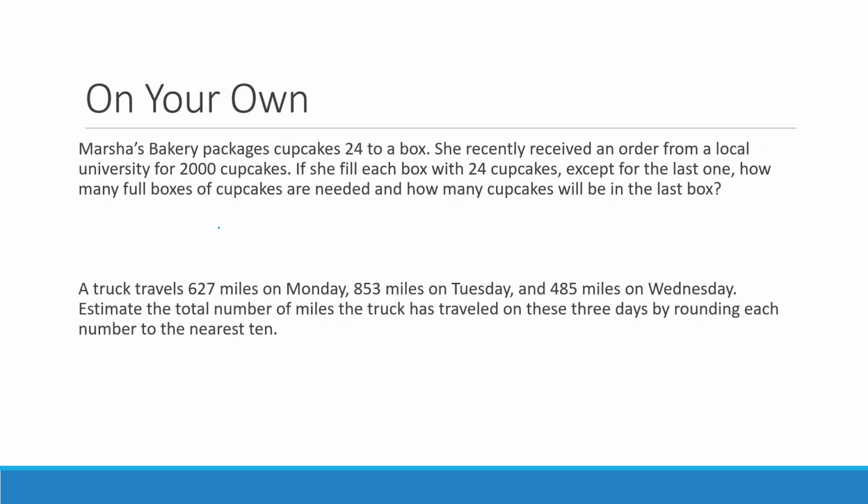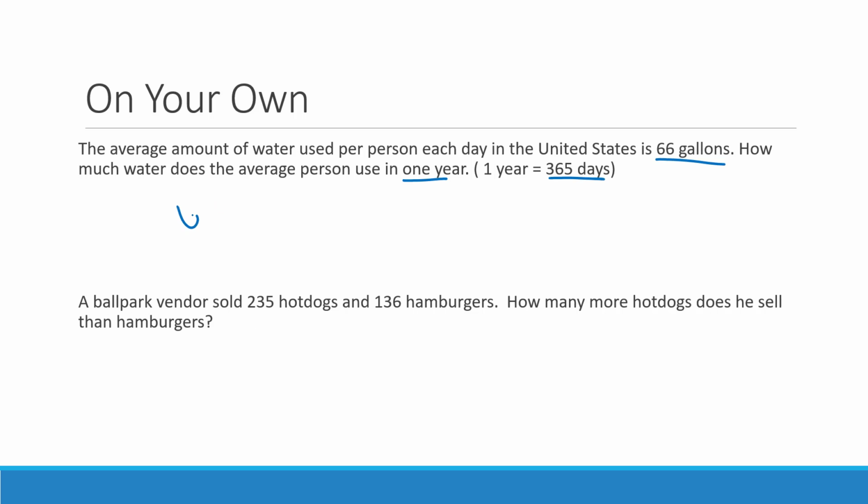So what we're going to do is take 66 and multiply that by 365 times. So 66 times 365 is going to give you 24,090 gallons of water. That's a lot of water.